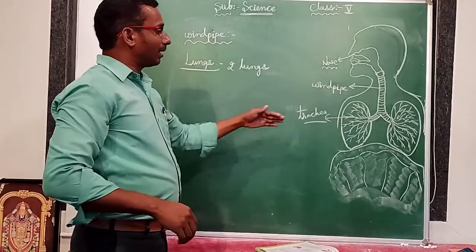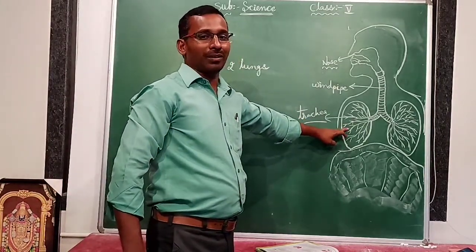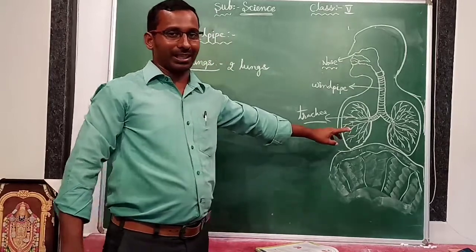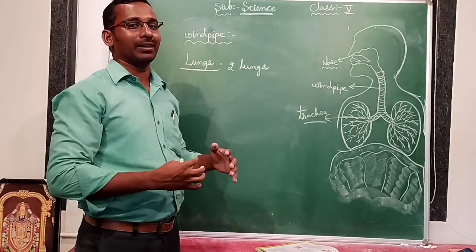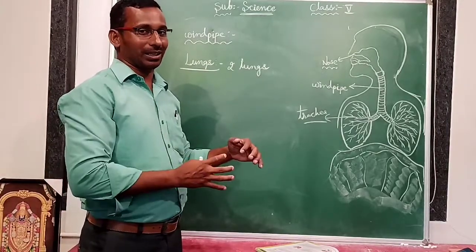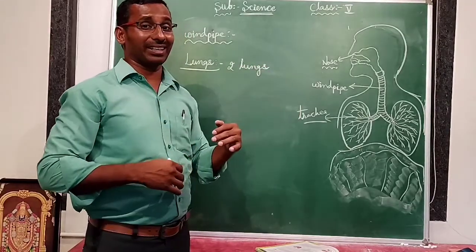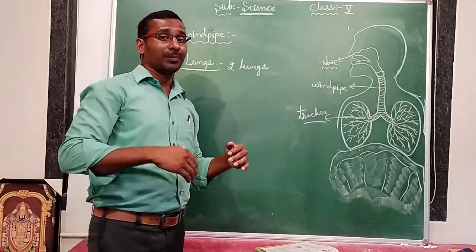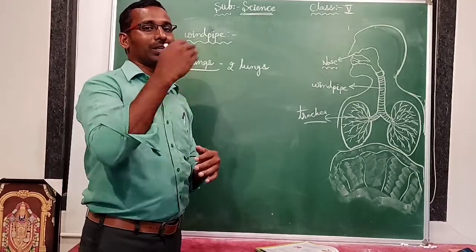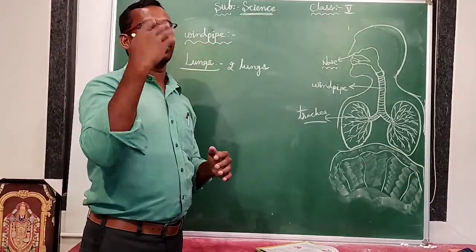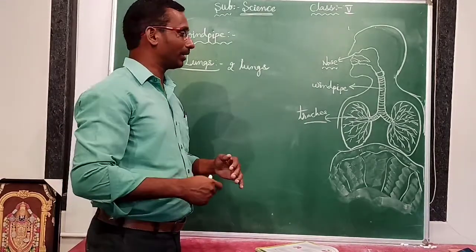And inside the lungs, millions of small blood vessels are there. These blood vessels bring impure blood. When the impure blood comes here, and we take air inside, the oxygen in the air mixes with that blood and purifies it. Then it goes to the heart, and the heart sends it to all the body parts. This is happening. Okay, next.